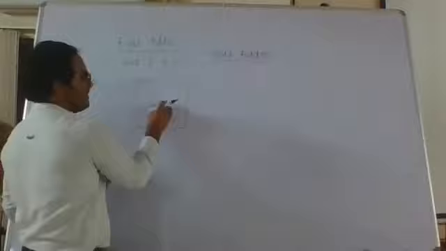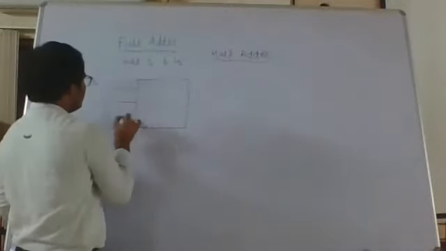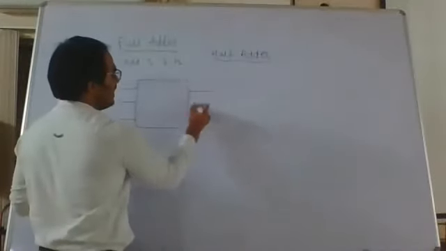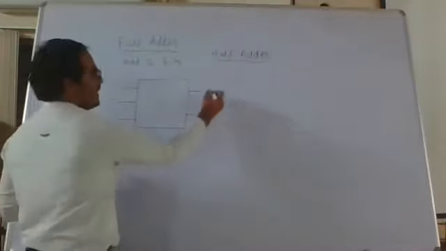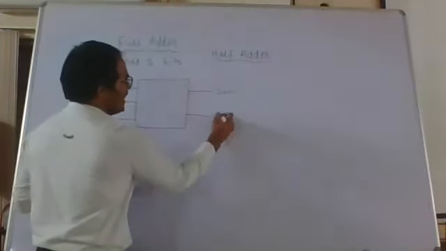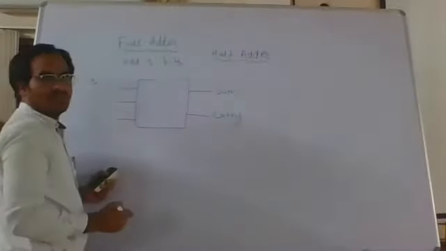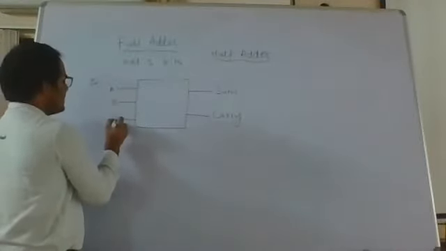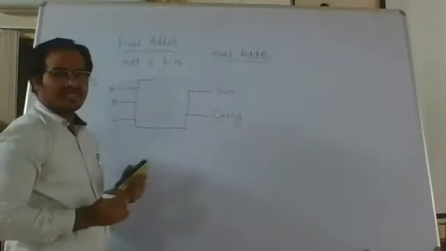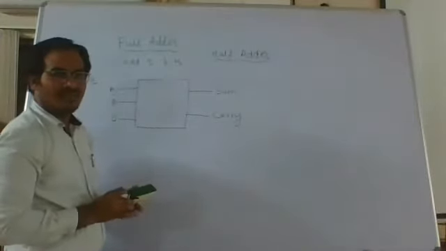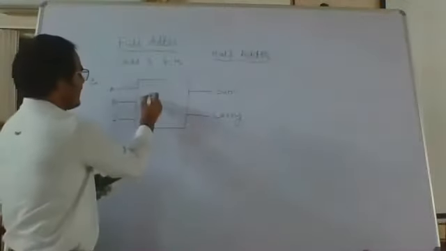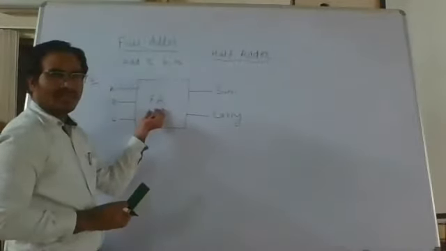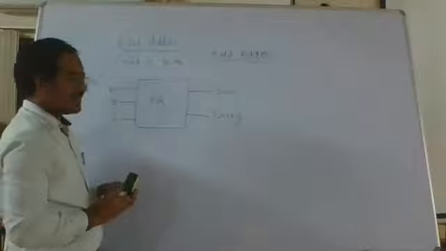So I represent the full adder with a black box, and the 3 inputs are written on the left side. Like the half adder, the full adder also has 2 outputs, namely the sum output and the carry output. The 3 inputs we can name as A, B and Ci. Ci is for input carry. And this I call FA, which is for full adder. So this is the block diagrammatic representation of the full adder circuit.